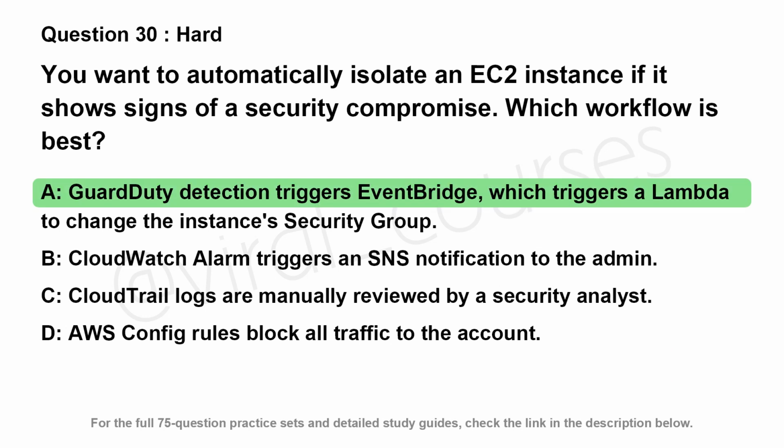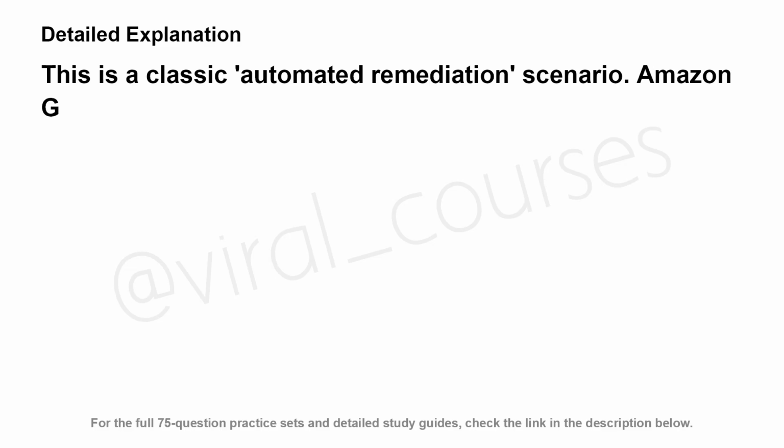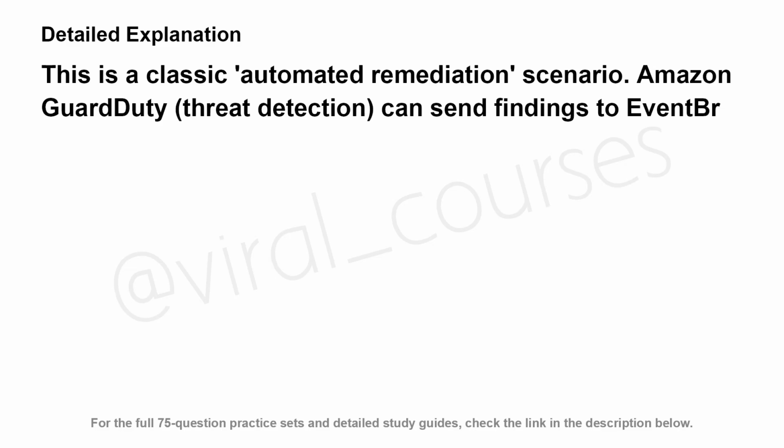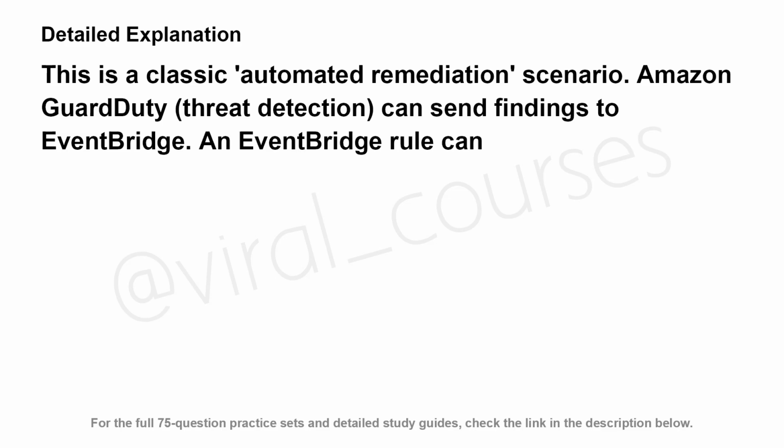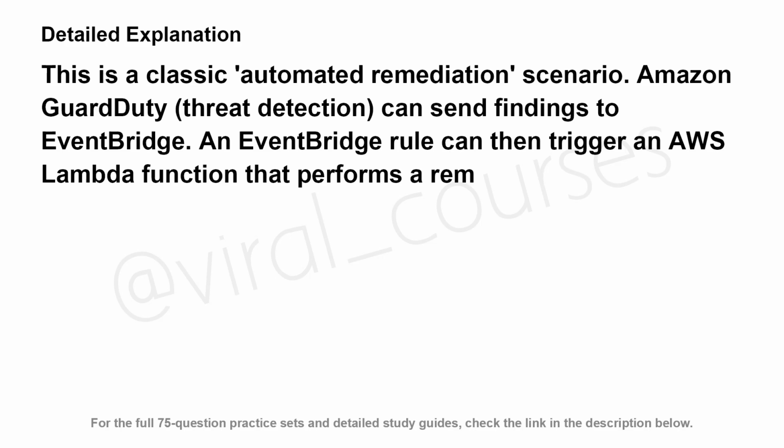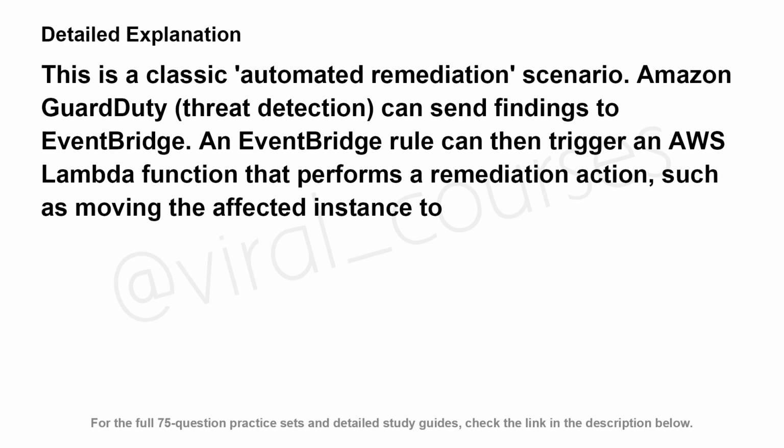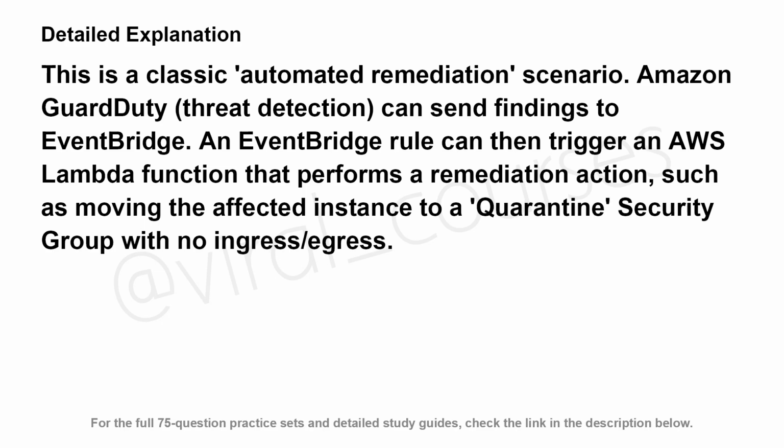The correct answer is A. This is a classic automated remediation scenario. Amazon GuardDuty threat detection can send findings to EventBridge. An EventBridge rule can then trigger an AWS Lambda function that performs a remediation action, such as moving the affected instance to a quarantine security group with no ingress or egress.